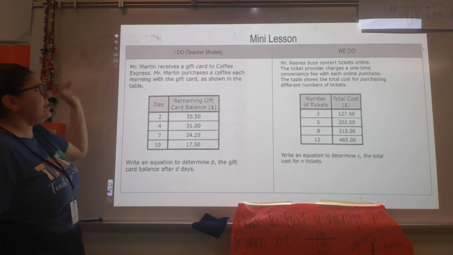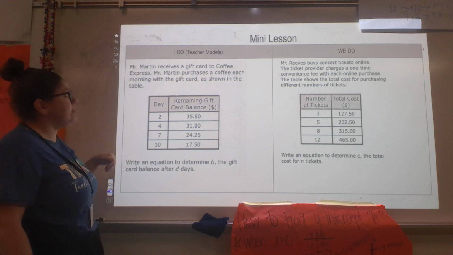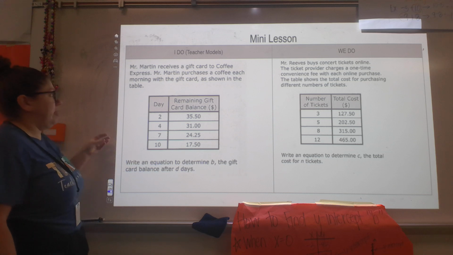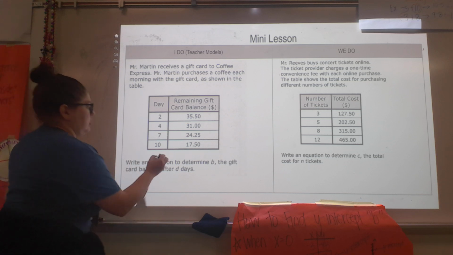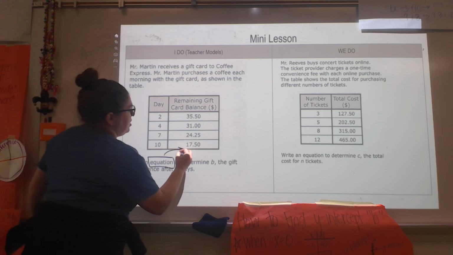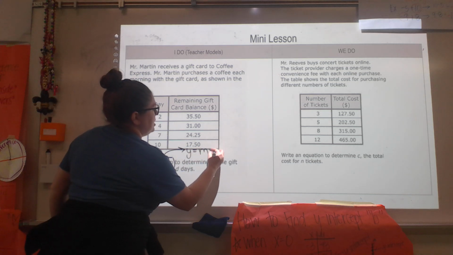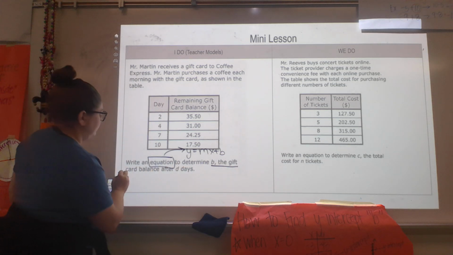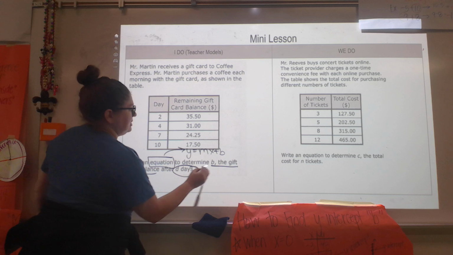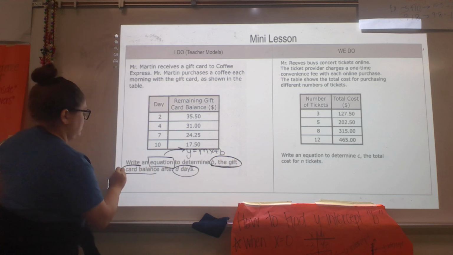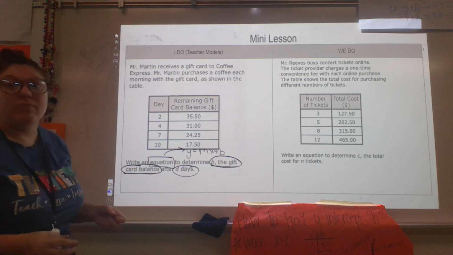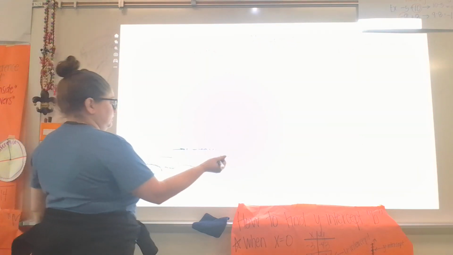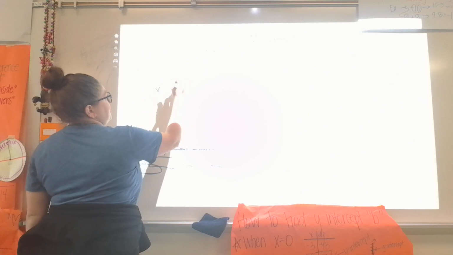Mr. Martin receives a gift card for Coffee Express. Mr. Martin purchases a coffee each morning with the gift card, as shown in the table. Write an equation. We know the equation is y equals mx plus b, to determine B, the gift card balance after D days. Remember, a balance is going to be like my total cost, and so this would be my x and this would be my y.